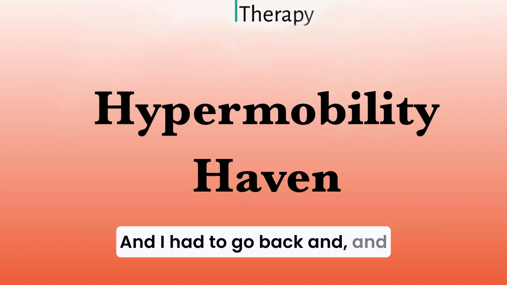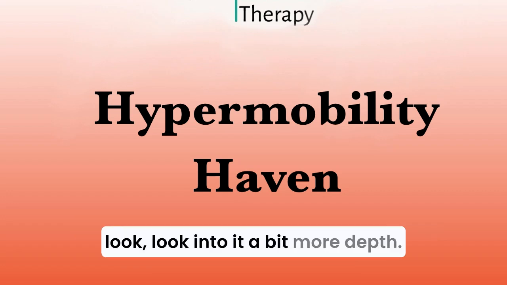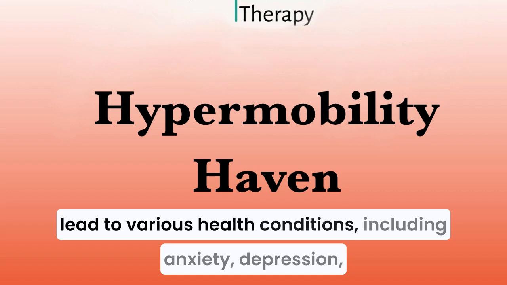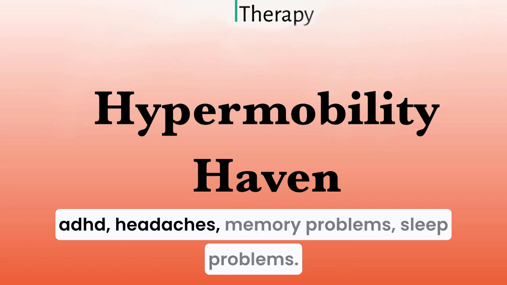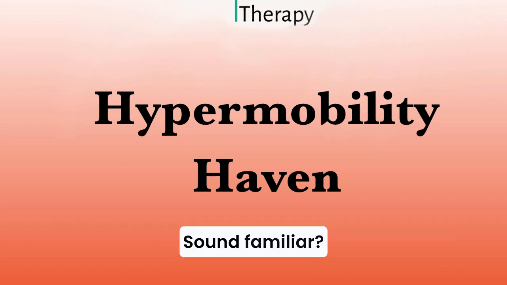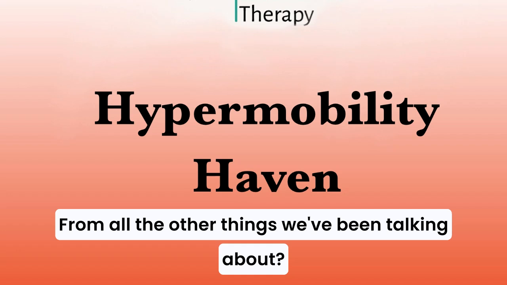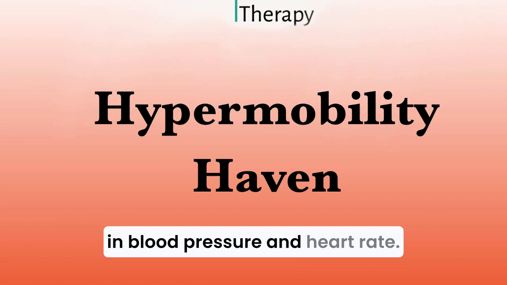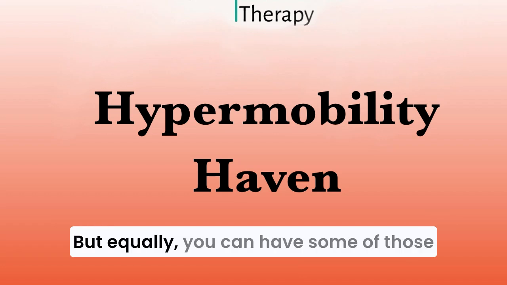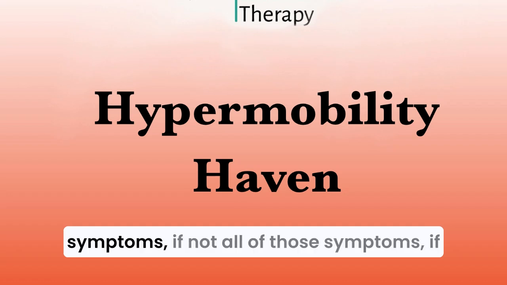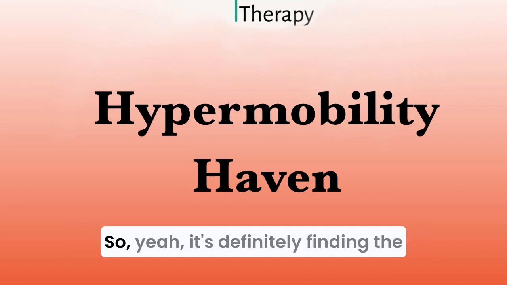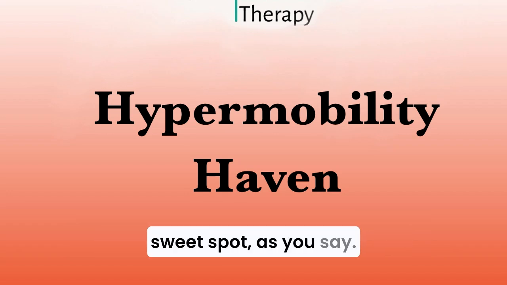And I had to go back and look into it in a bit more depth. So if you have low norepinephrine, it can lead to various health conditions, including anxiety, depression, ADHD, headaches, memory problems, sleep problems. Sound familiar from all the other things we've been talking about? Low blood pressure, low blood sugar, changes in blood pressure and heart rate. But equally, you can have some of those symptoms, if not all of those symptoms, if you actually have high norepinephrine levels. So, yeah, it's definitely finding the sweet spot, as you say.